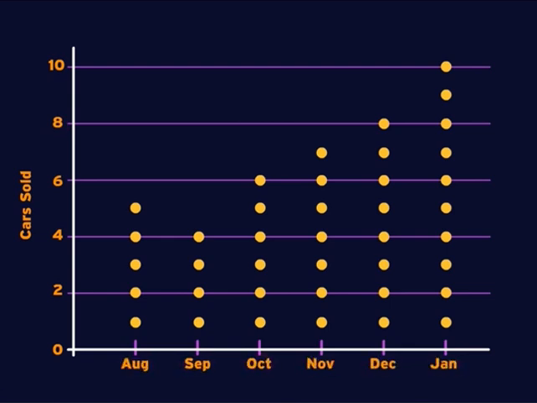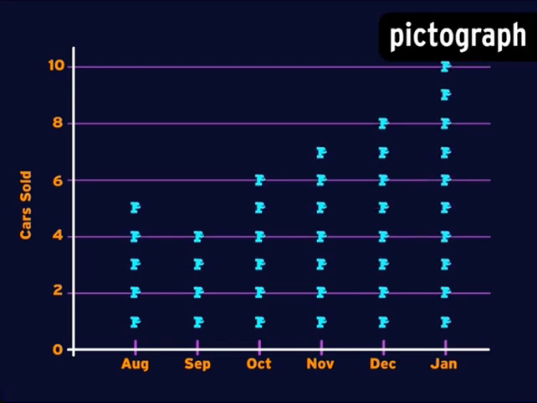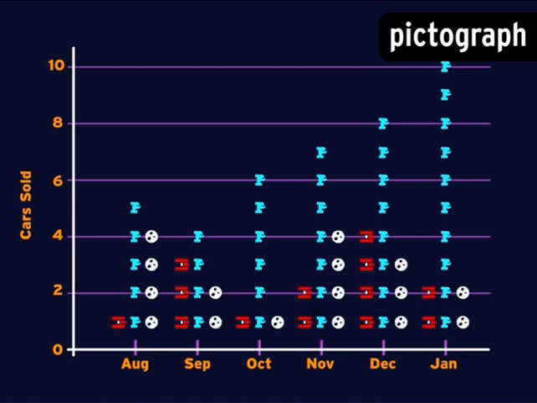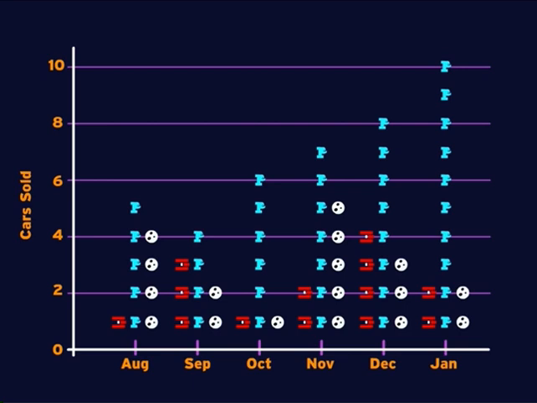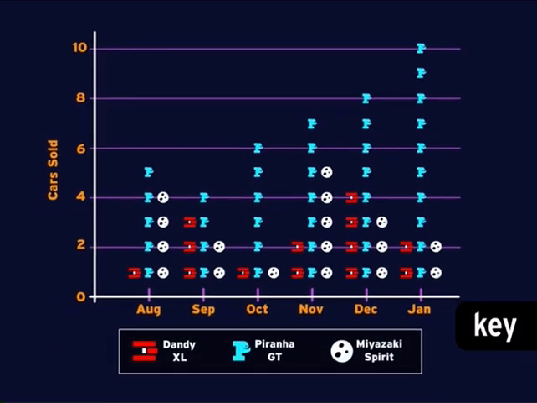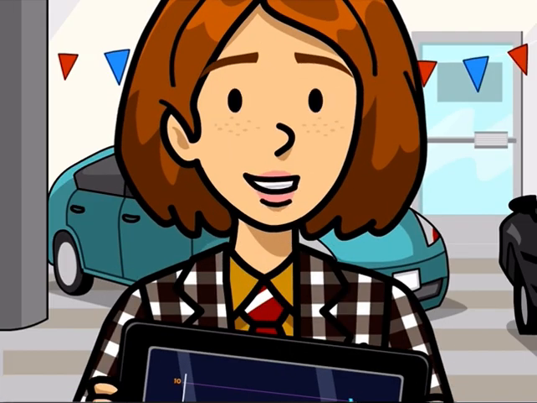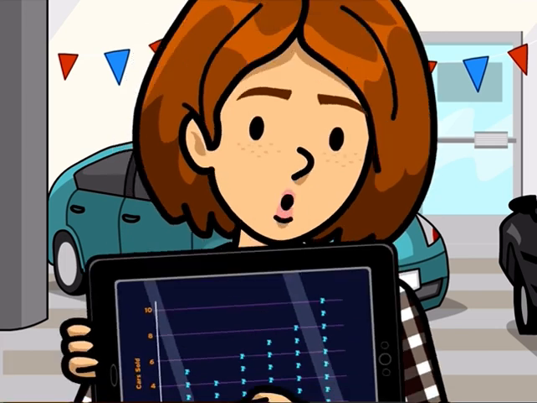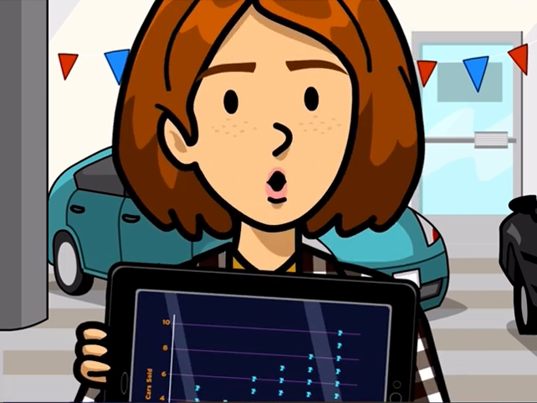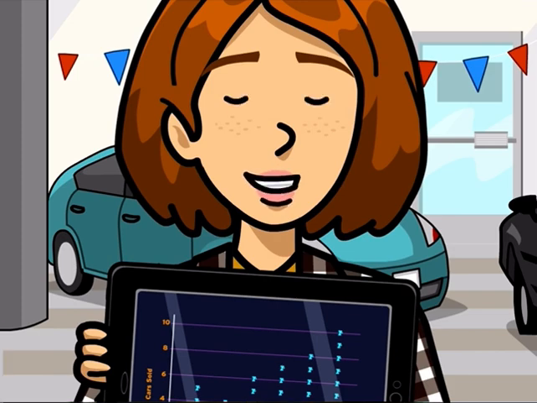If we change the dots into images, like this, that's called a pictograph. Using images also lets us introduce another variable, different car models. You can see what each image represents here in the key. That's where you'll find info to help you interpret the graph. So now we've got three variables: months of the year, car models, and how many of each were sold. This way, we can compare sales over time and across different car models. Sales for this car keep getting stronger because the word of mouth on it is so positive.